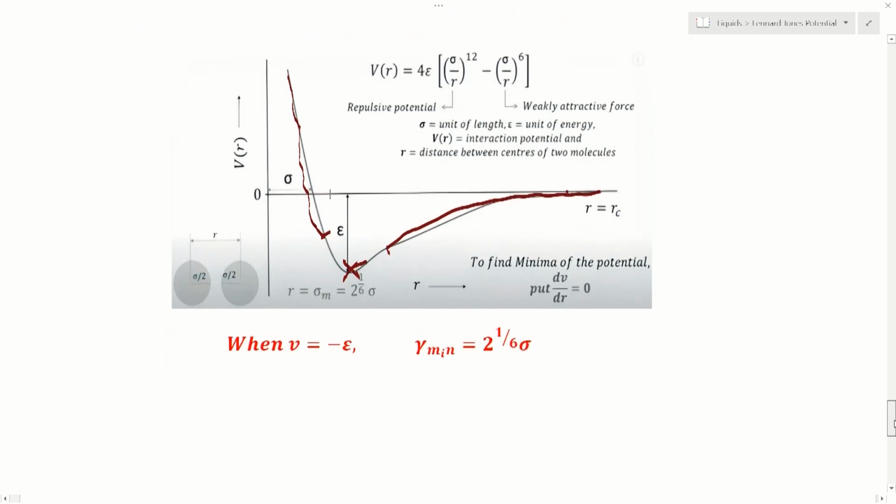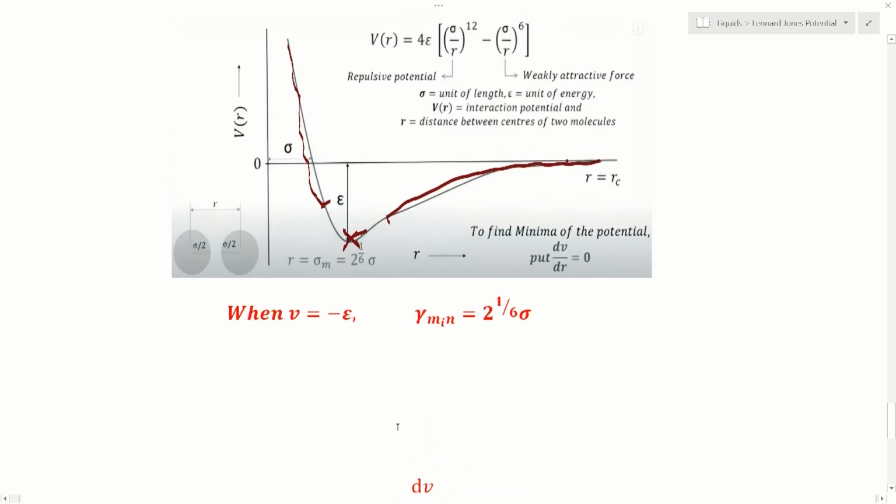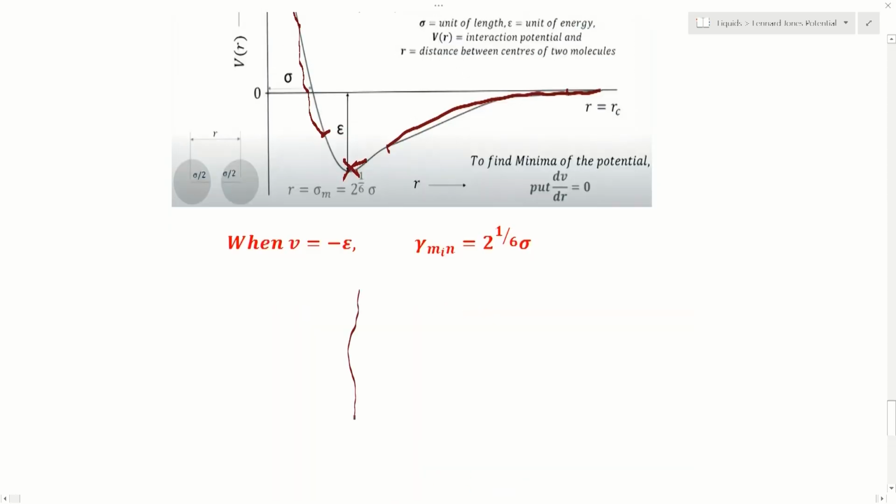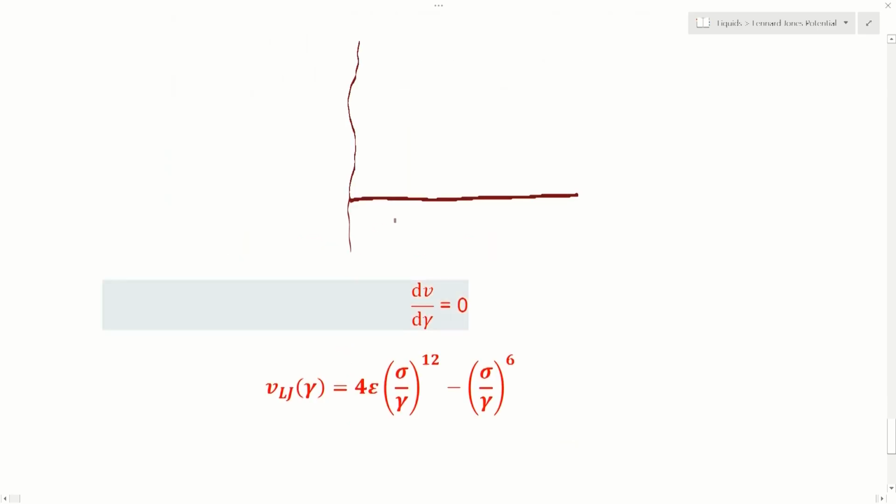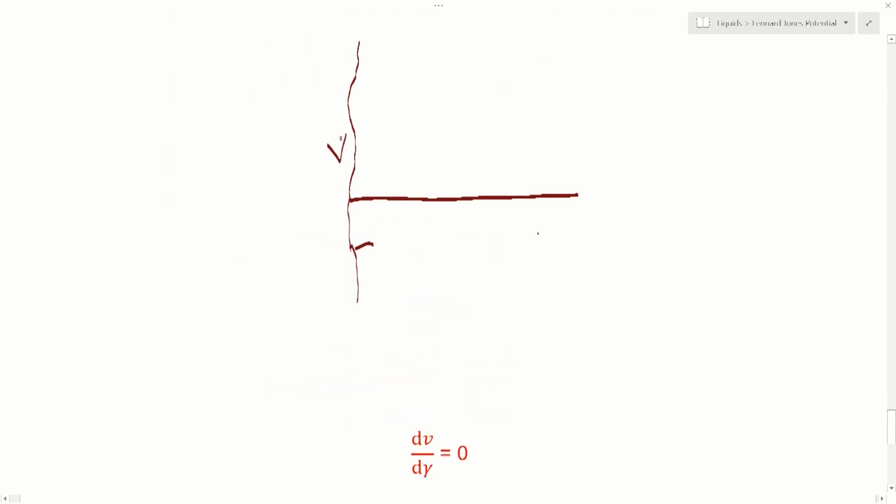When we draw this diagram, on the y-axis we have potential energy and on the x-axis we have r, the distance between the two interacting particles, and the diagram will be something like this.